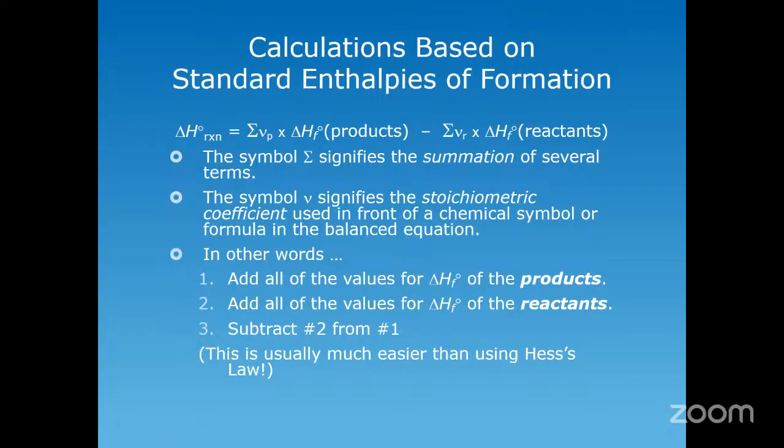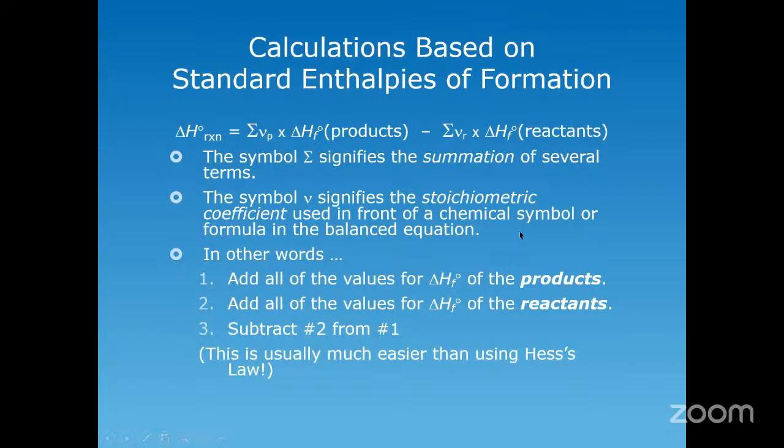And that's it. Whatever you get there, you're going to get delta H standard for the reaction. Now, you could use Hess's law, but basically, this is better and easier and less time consuming. So basically, it's the sum of the enthalpy of the products minus the sum of the enthalpy of the reactants, all right?